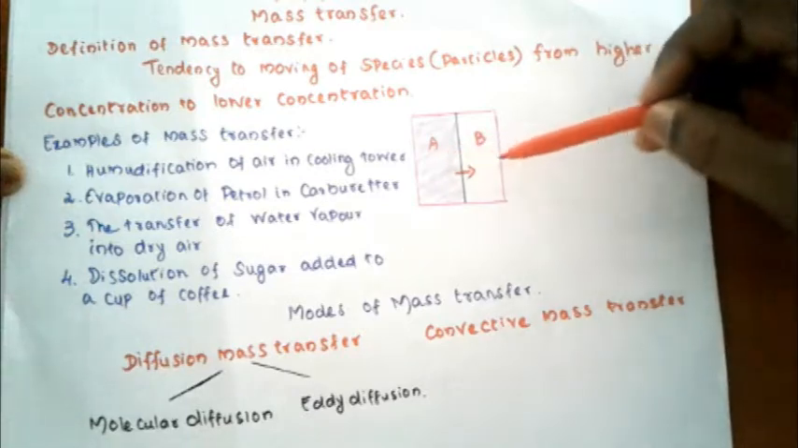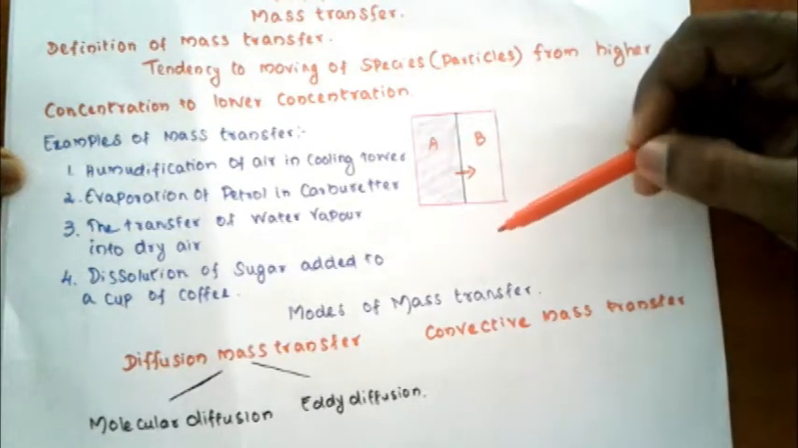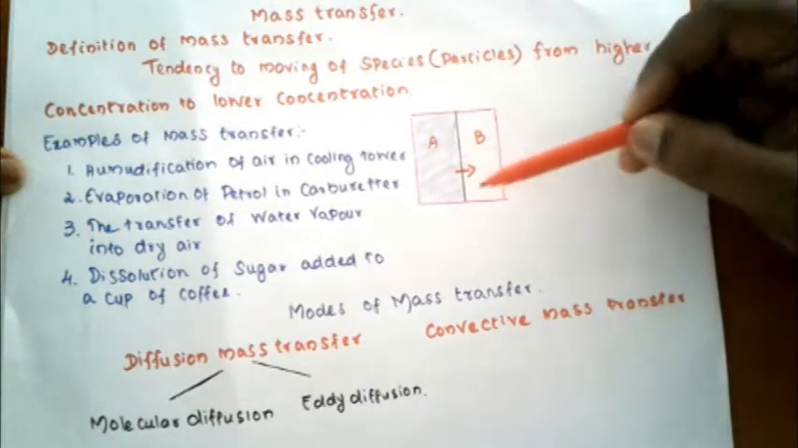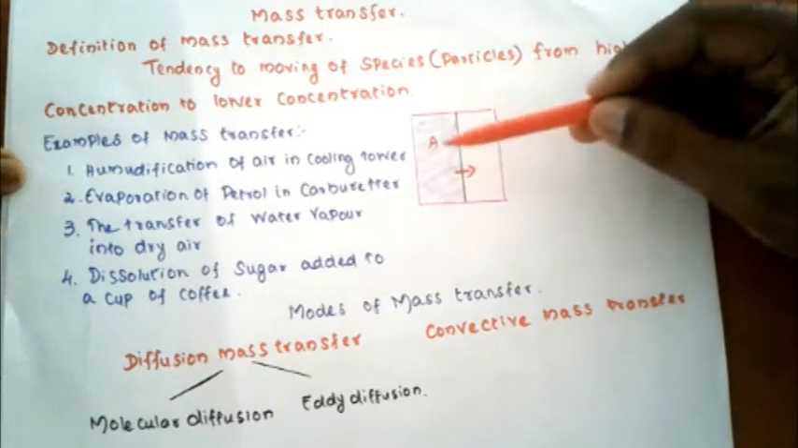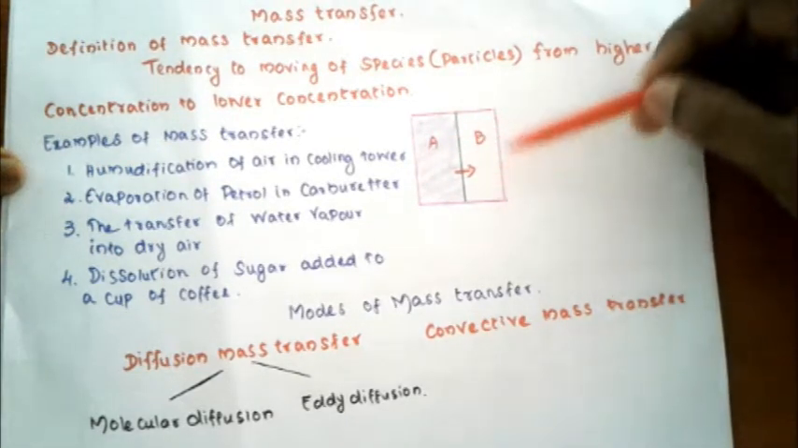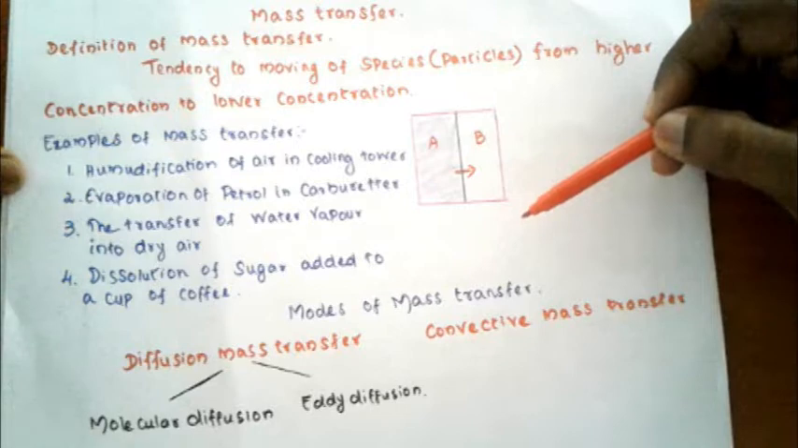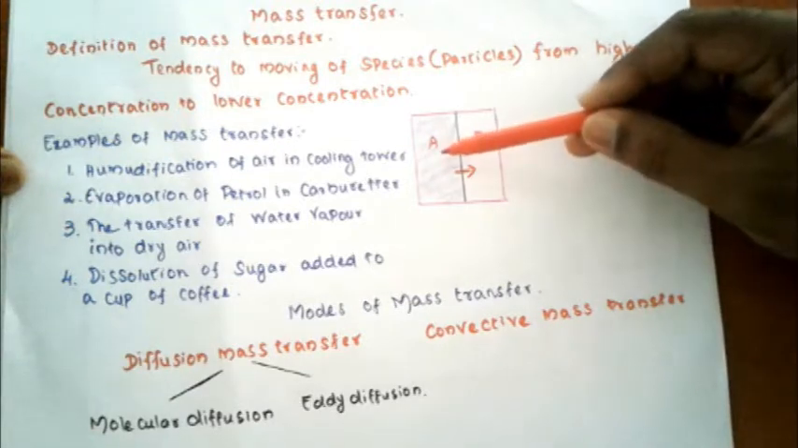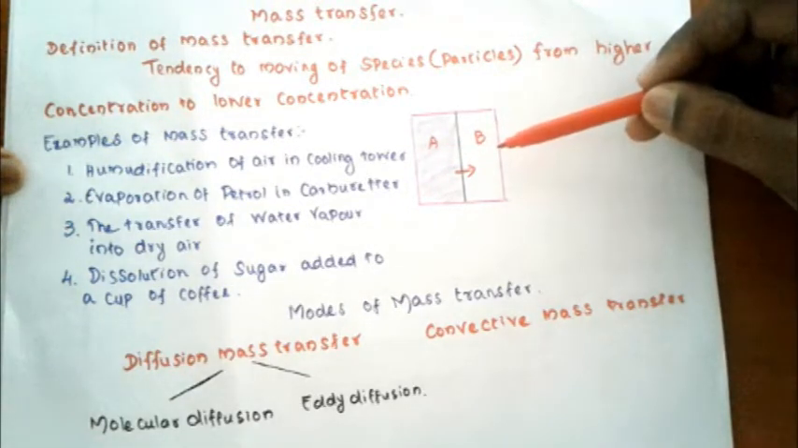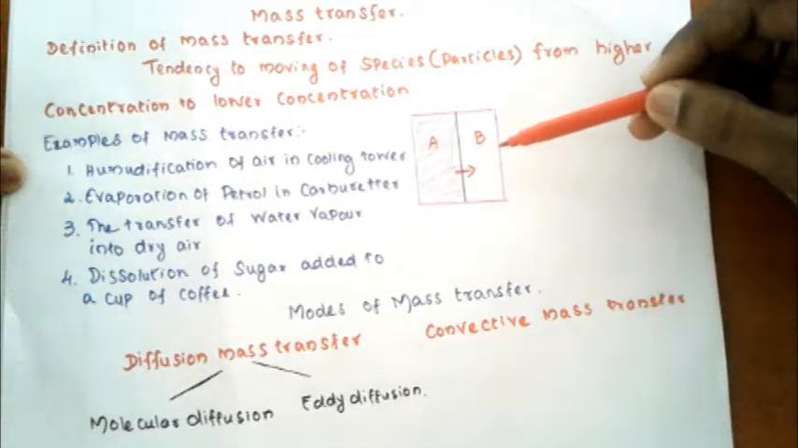These are two compartments, A and B. Compartment A has higher concentration fluid, and B has lower concentration fluid. There is a tendency to move from higher concentration to lower concentration. This phenomenon is called mass transfer.